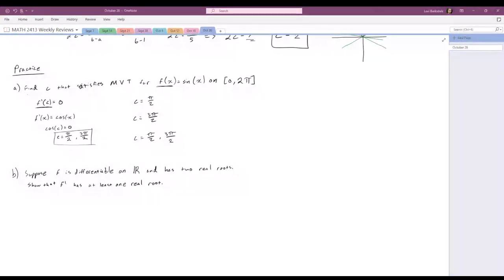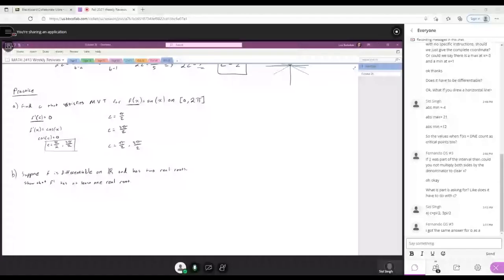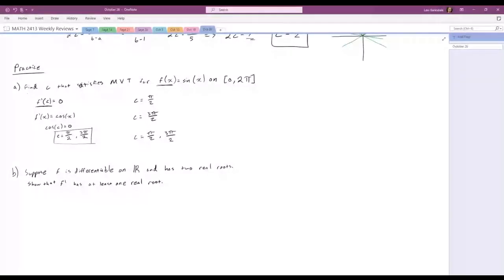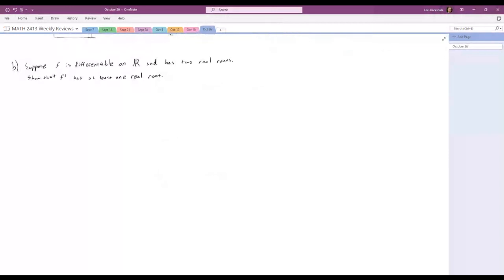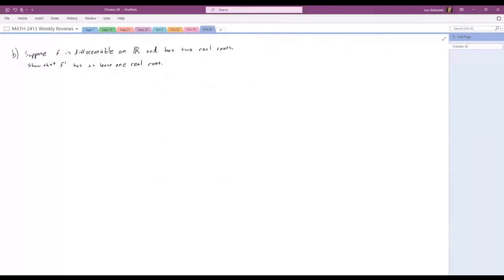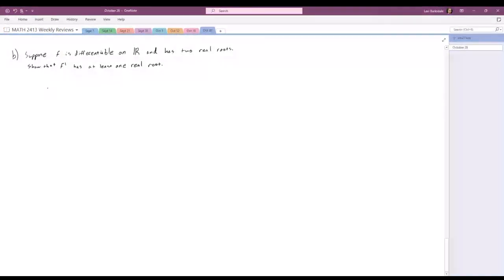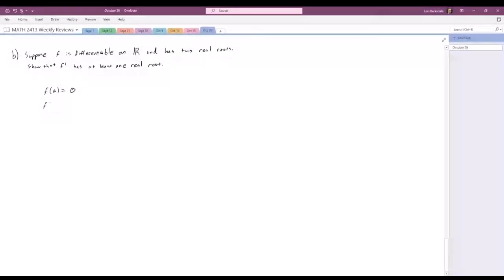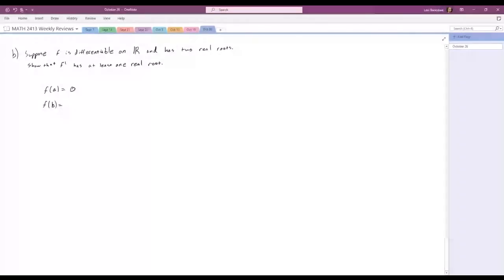Right. Perfect. So we are working with any general function. So this isn't related to part A. I don't know if there was some clarification or any confusion for you people online. But the way we want to solve this is, come on, OneNote. There we go. We want to start by representing our real roots. So I'm going to say that f of a is my first real root, and because it's a real root, it's going to be equal to 0. Similarly, f of b is going to be my second real root, and because it's a real root, it's also equal to 0. These are just the definitions of roots.